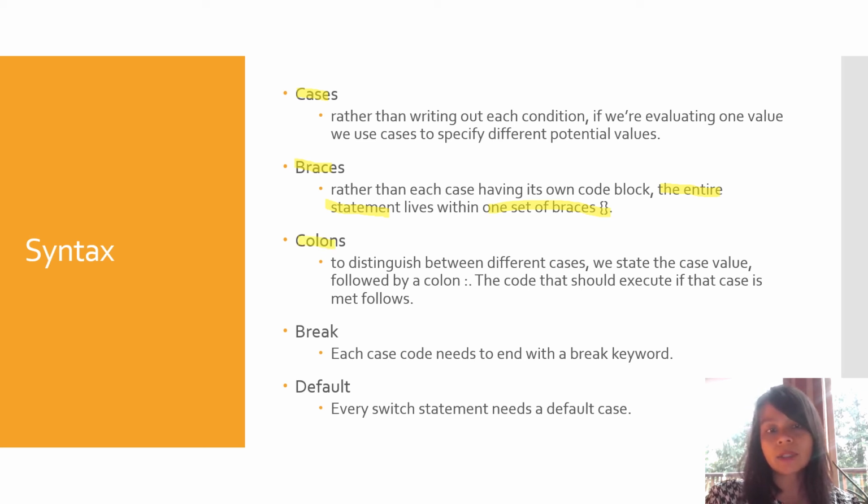And colons. To distinguish between different cases, we state the case value in quotations. So case in quotations, blue, and then the colon. That code should execute if that case has been met. And then a break. Each case code needs to end with a break keyword. That's how you end each case code. And then of course the default. Every switch statement needs a default case, even if it's nothing. Just don't put anything in there, but you still need to put default in there.